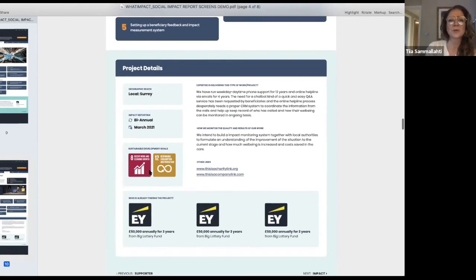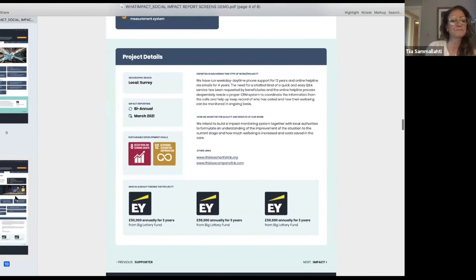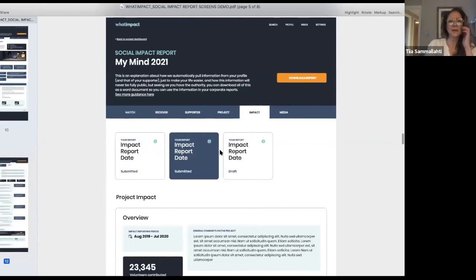We also use the UN Sustainable Development Goals in our filtering system. Then we come to the actual impact reporting. When an organization reports the impact of the project to the funder, they can do it for many funders or supporters at the same time.